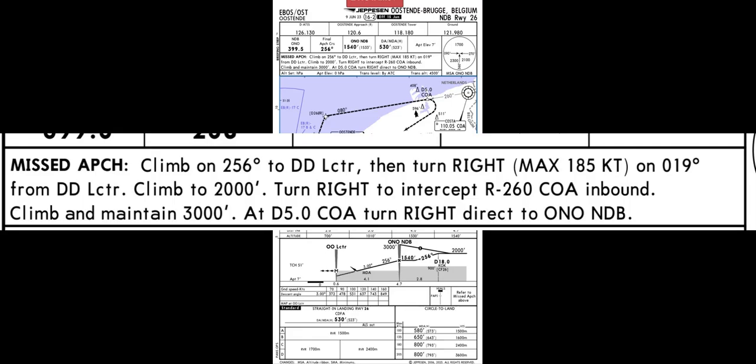In case of a go-around, climb on 256 degrees to Delta Delta locator, then turn right at maximum 185 knots on 019 degrees QDR from Delta Delta locator. Climb to 2,000 feet, turn right to intercept radial 260 degrees inbound to Charlie Oscar Alpha VOR, climb to 3,000 feet. At 5 miles to Charlie Oscar Alpha VOR, turn right direct to Oscar November Oscar NDB.